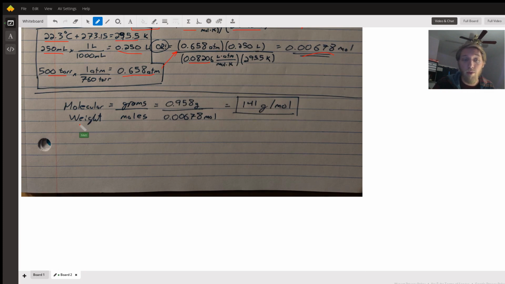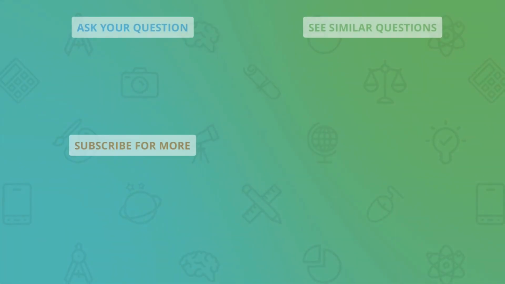So the molecular weight, or molar mass as I like to say, is going to be grams divided by moles, or 0.958 grams over 0.00678 moles. And that answer is 141 grams per mole. Now realize, by the way, this per mole, that's per 1 mole. So all we've done is just readjusted this ratio to be in terms of 1 mole. That's all a molecular weight is, and that's why this question can be tricky.